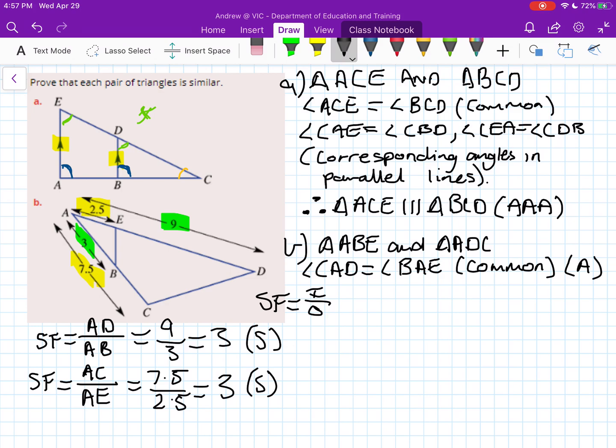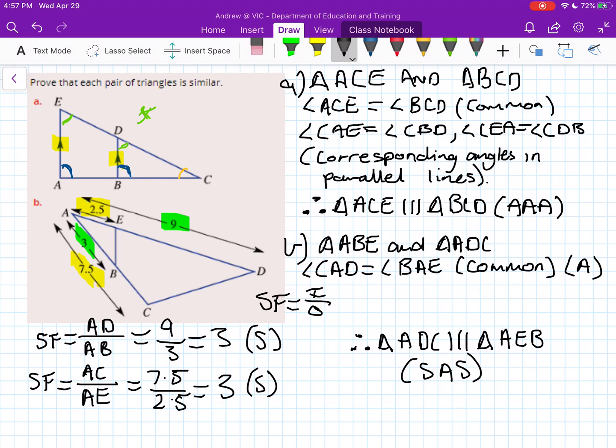So we can write our similarity statement. So therefore, and always finish on this, triangle ACD, or ADC, is going to be similar to triangle ABE, or AEB. I'll put the letters in the right way just so it matches each other up. And this is because of SAS.